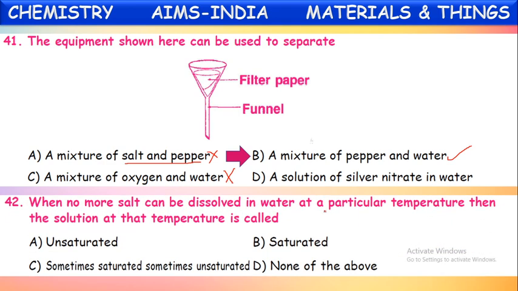When no more salt can be dissolved in water at a particular temperature, then the solution at that temperature is called saturated. Such temperatures, at which no more solid can be dissolved, mean that the liquid already has the required amount of solid dissolved in it. That is solubility. Such mixtures are called saturated solutions. The solution that cannot dissolve any more solid substance is called a saturated solution.